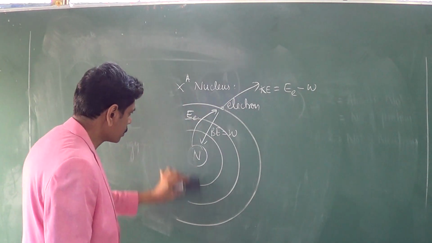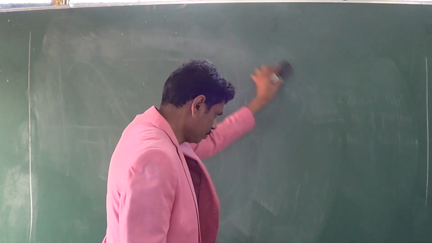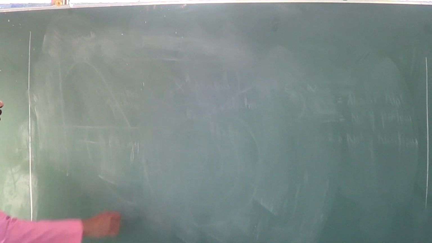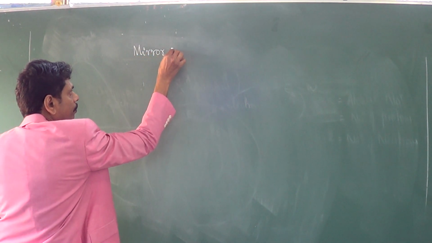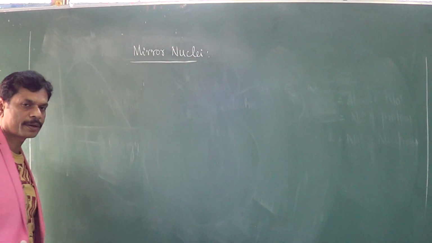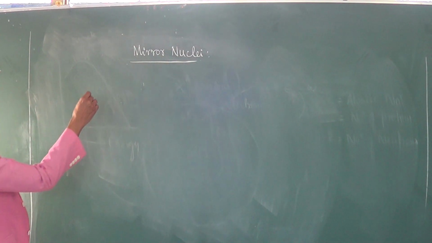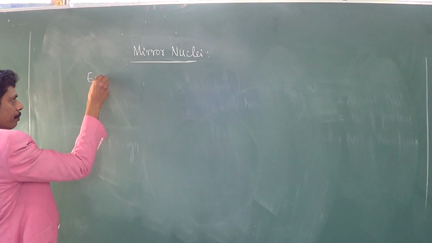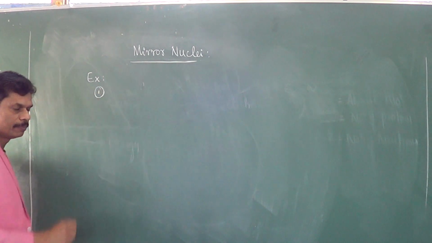Okay. Next concept, mirror nuclei. You are aware of isobars. A 2 marks question again: what are mirror nuclei? We are asking, what are mirror nuclei? I will give an example so that you can understand mirror nuclei in a better way. Before explaining what mirror nuclei are, I will write some examples. Example number 1.